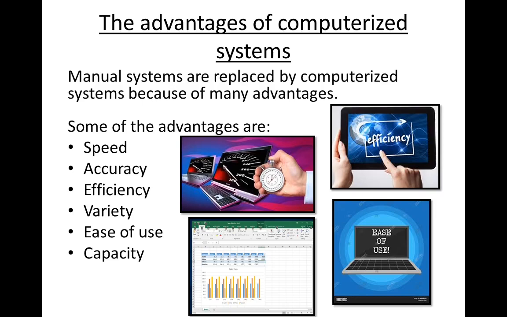The last advantage is capacity. Computerized systems can perform more calculations and operations than humans can. This makes computerized systems produce better and faster results than manual systems.